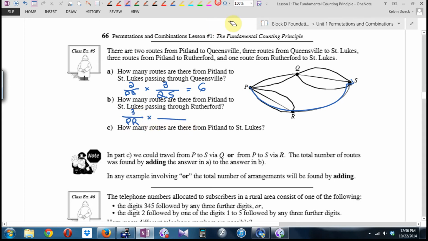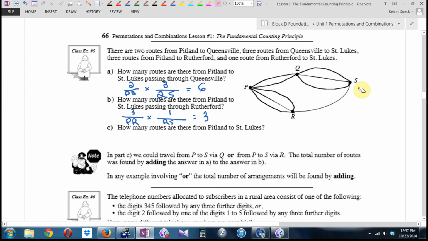How many ways are there to go from R to S? How many ways are there to go from P to S as long as I go through R? Now here's the million-dollar question. If I don't care which way you go, how many different ways are there? And I'm going to tell you the answer is not 18.